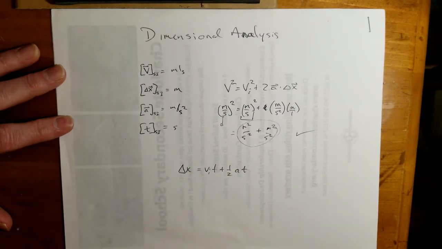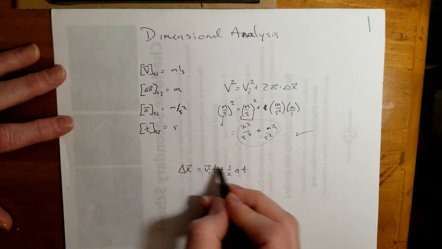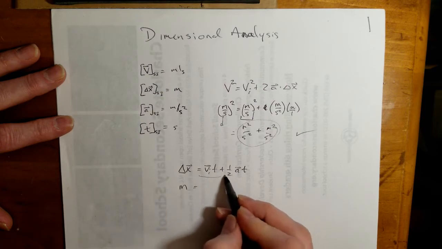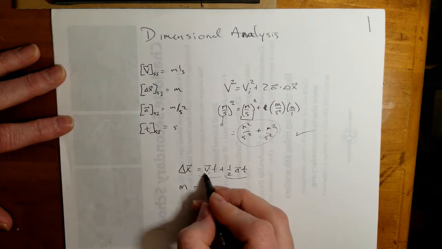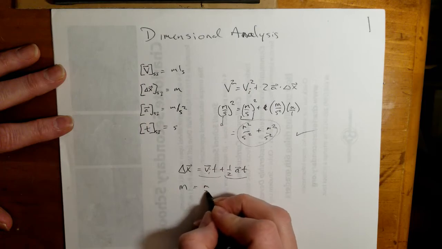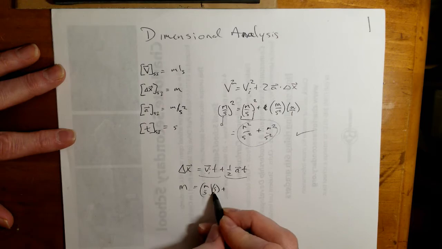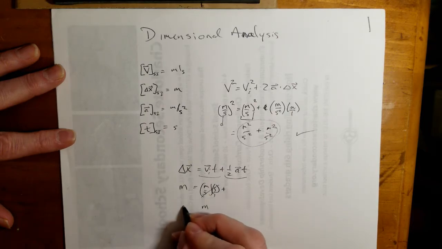What about delta x equals v_i t plus 1/2 a t? I've seen this before. So is this valid? Let's go ahead and put the vector symbols in there. So that would be meters. I expect that to be meters and that to be meters. So v_i t is meters per second times seconds, which is, well, the seconds would cancel out, and what I'm left with is meters.